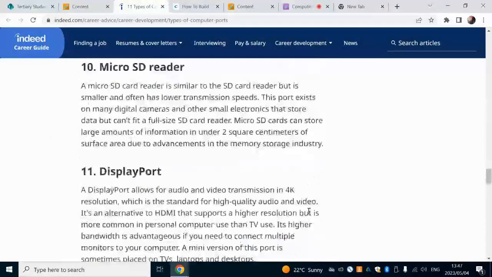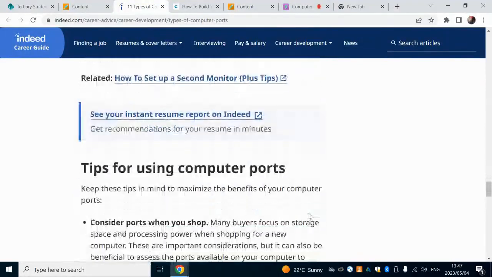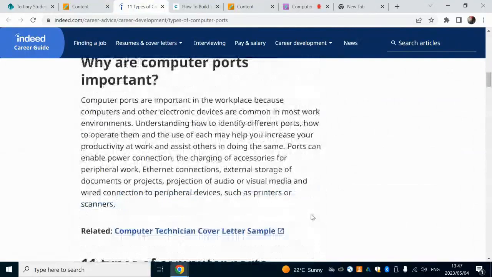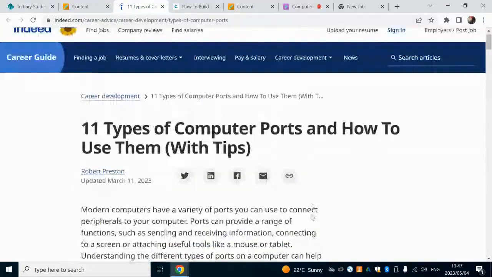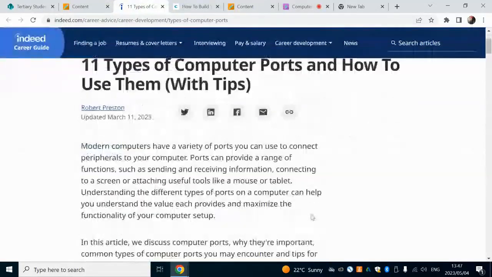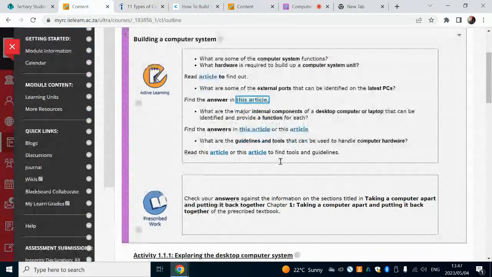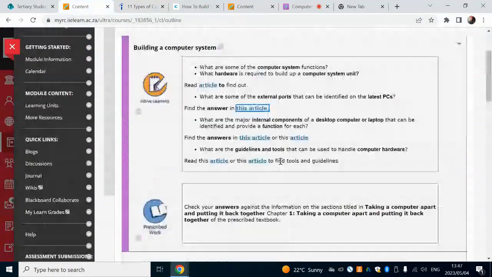SD card reader, display port. So these are the common ports that are there. Very quick summaries of each of the ports are given to us, and we like looking at internet articles versus reading textbooks. So if you want to look at web pages, these are the web pages to look at when you are preparing. And I'll continue looking at the different types of articles here. Once I've completed this exercise, it's giving me a good idea now about learning unit 1 and what is required.